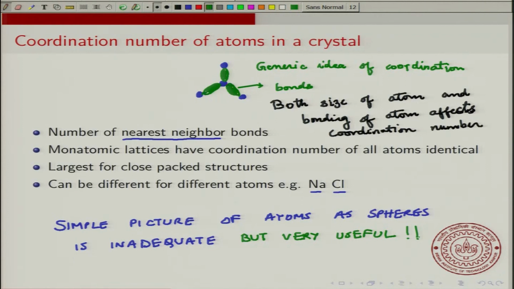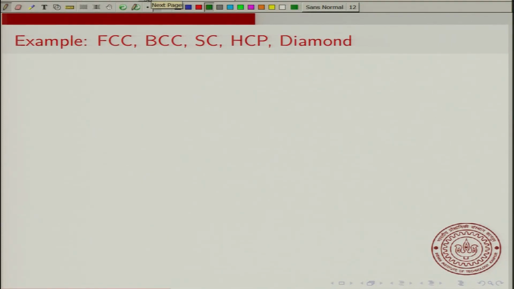So, this is a point that I want you to keep in your mind, that we will often treat atoms as though they are just spheres, and we will do various calculations. You might calculate things like packing fraction or the size of the void, where you explicitly treat atoms as spheres. In principle this is not adequate, and we will see soon why, but it is still a very useful and very powerful idea. So, let us look at some examples. Let us look at the very simple monatomic lattices.